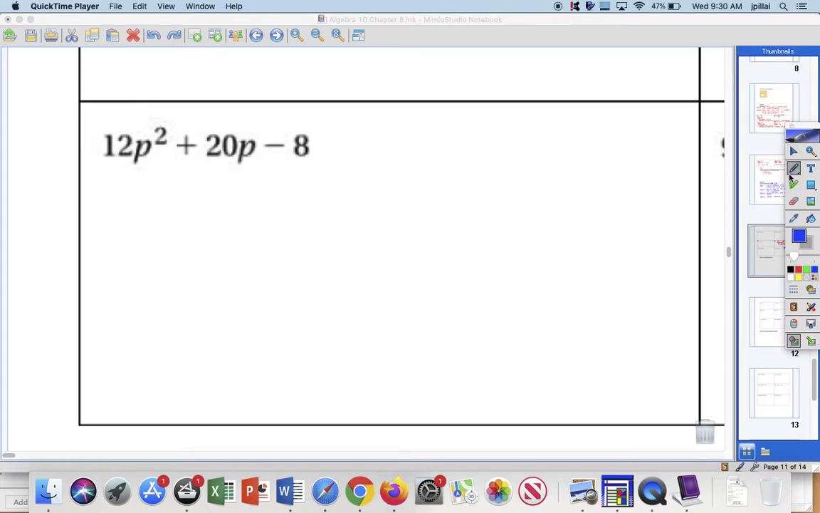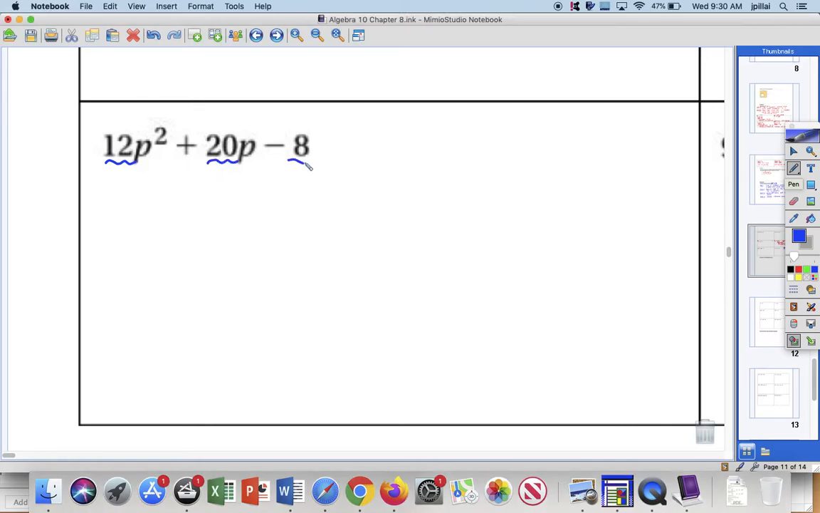Hi guys, we're looking at the last two problems of section 8.6, and the concept here is to factor a quadratic expression when there is a leading term. So let's go. Here we have the A, B, and C. So we need to find two numbers whose product is going to be 12 times negative 8, which is negative 96, and whose sum equals 20.